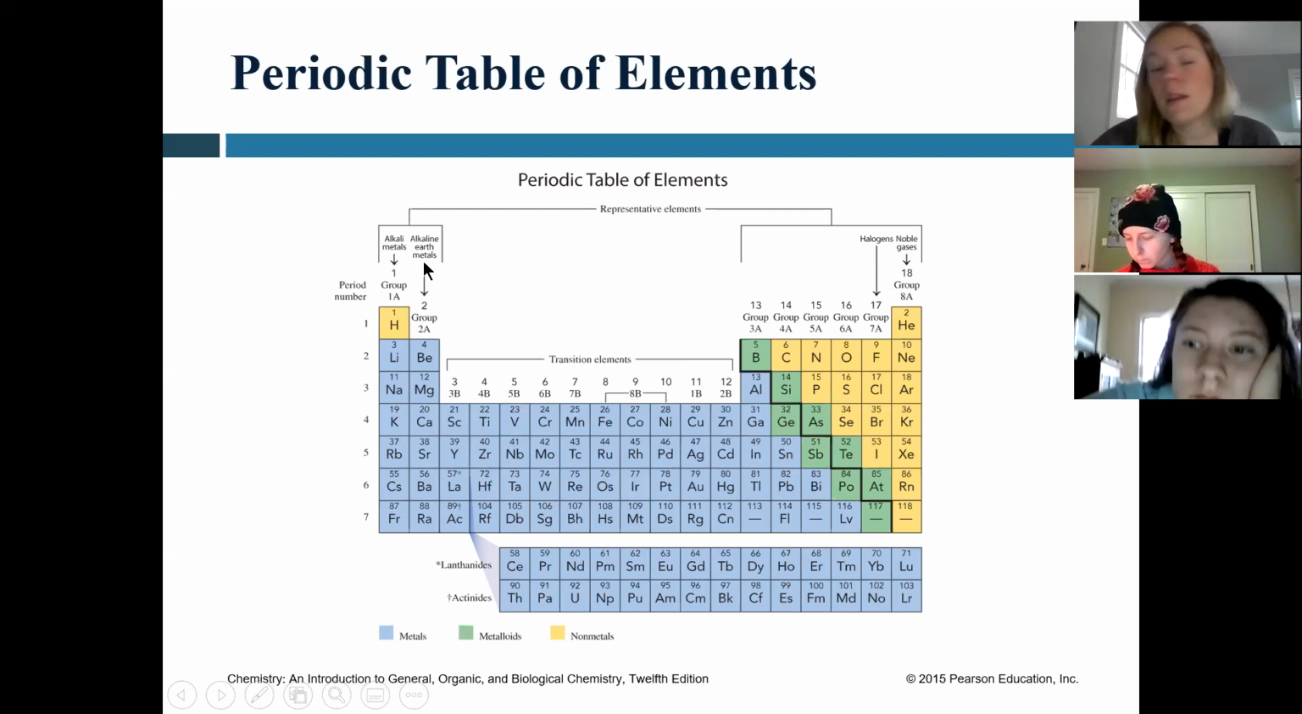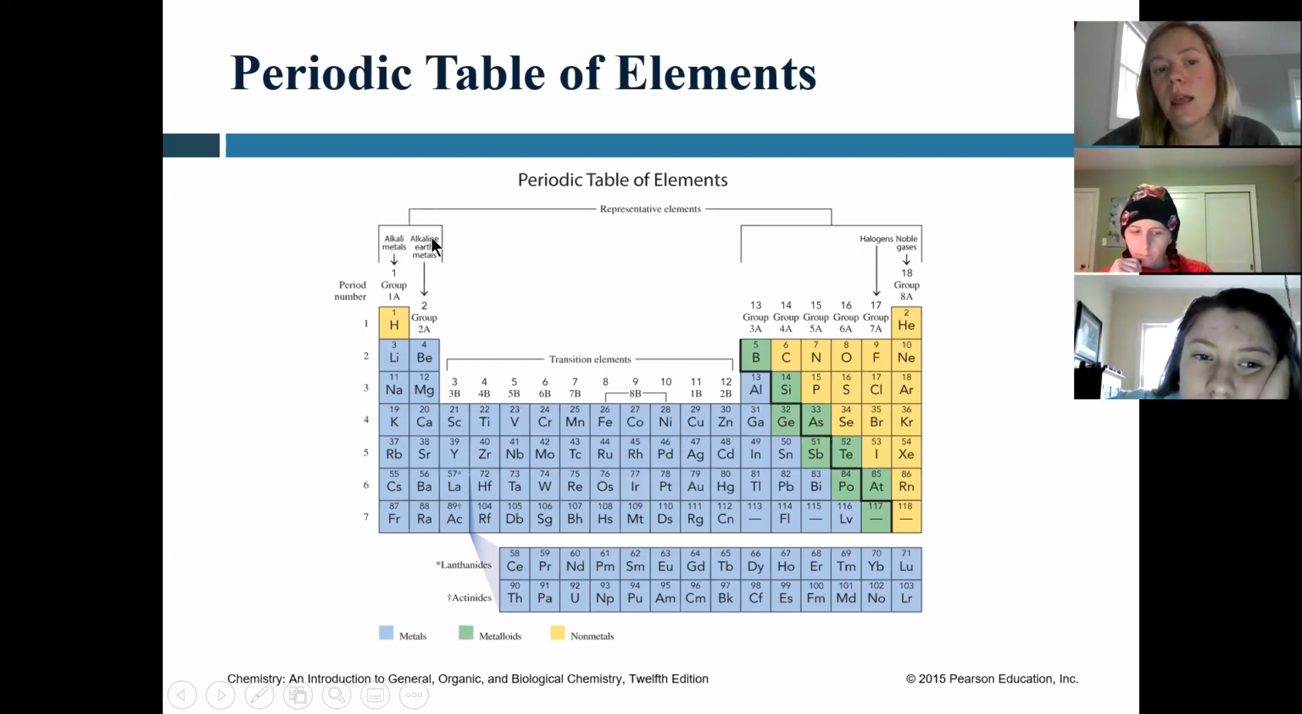As far as the main group elements are concerned, this first group are known as alkali metals. Second group is alkaline earth metals. The 7th group over here are the halogens. And then the 8th group at the very end are known as the noble gases.